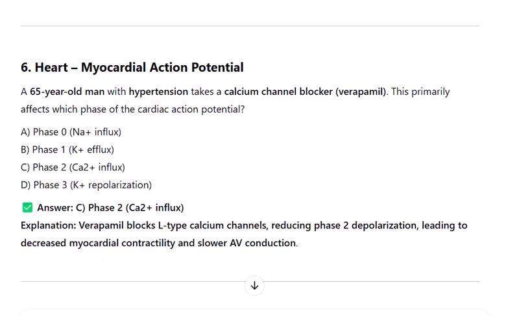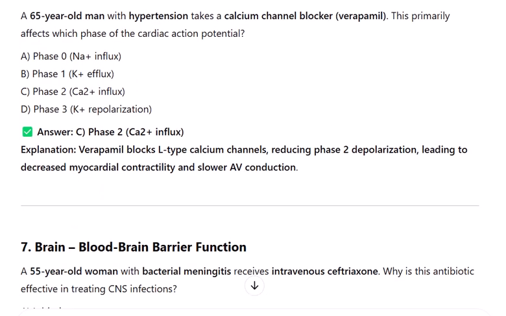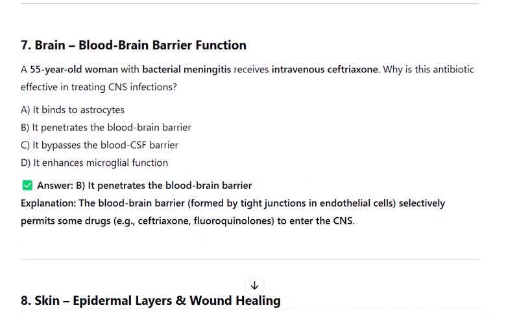7. Brain, blood-brain barrier function. A 55-year-old woman with bacterial meningitis receives intravenous ceftriaxone. Why is this antibiotic effective in treating CNS infections? A. It binds to astrocytes. B. It penetrates the blood-brain barrier. C. It bypasses the blood-CSF barrier. D. It enhances microglial function. Answer B. It penetrates the blood-brain barrier. Explanation: the blood-brain barrier, formed by tight junctions in endothelial cells, selectively permits some drugs, e.g. ceftriaxone, fluoroquinolones, to enter the CNS.